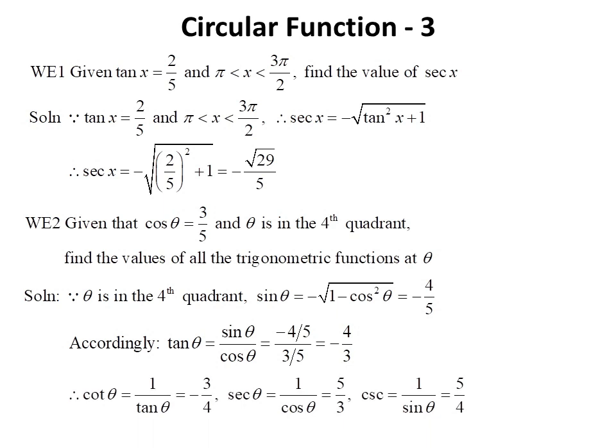Hence, cotangent theta equals 1 over tangent theta, which equals negative 3 over 4. Secant theta equals 1 over cosine theta, which equals 5 over 3. And finally, cosecant theta equals 5 over 4.